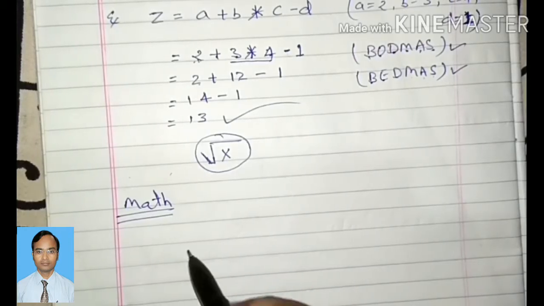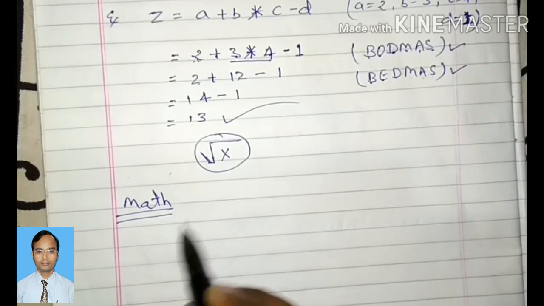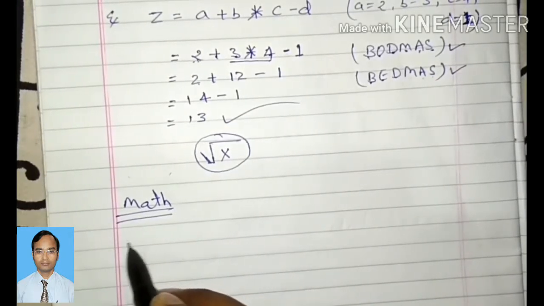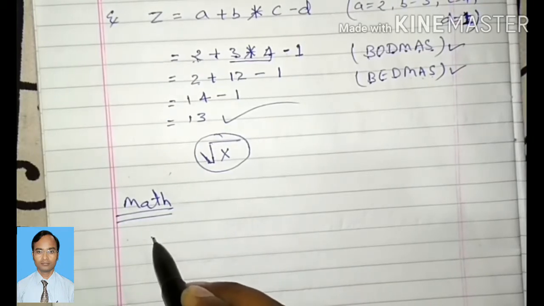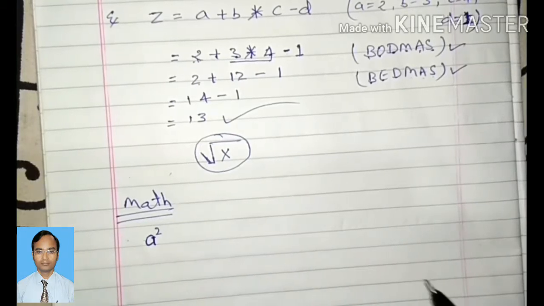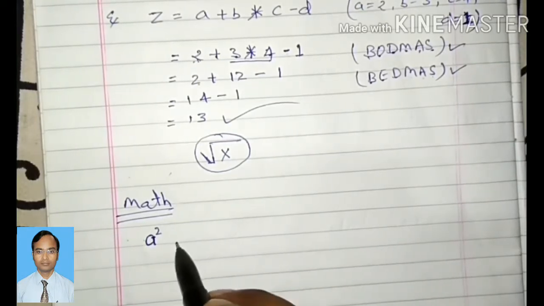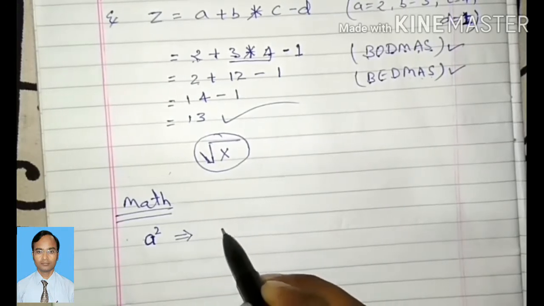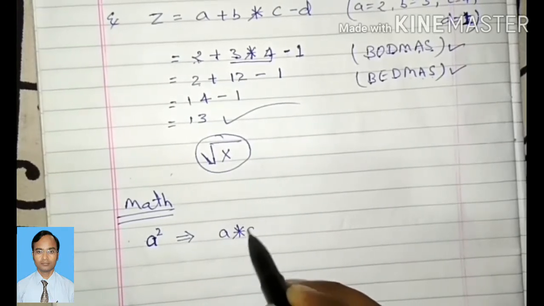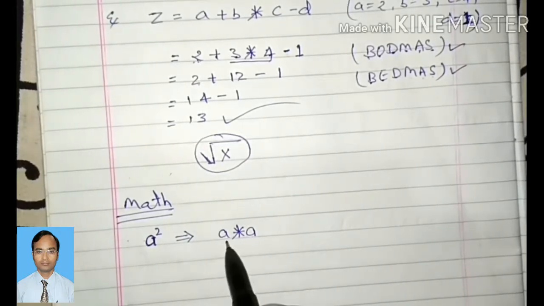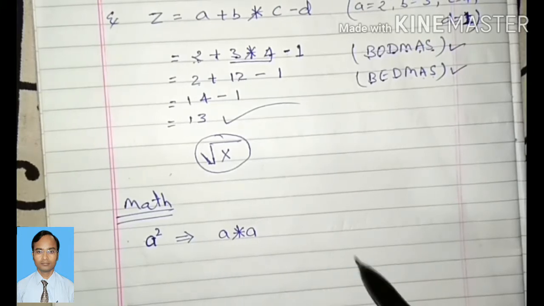suppose I want to calculate a square. In the previous video I had told you about that. If I want to calculate a square, then we can write it like this: a into a. If we write a into a, it means it will be calculated as a square.